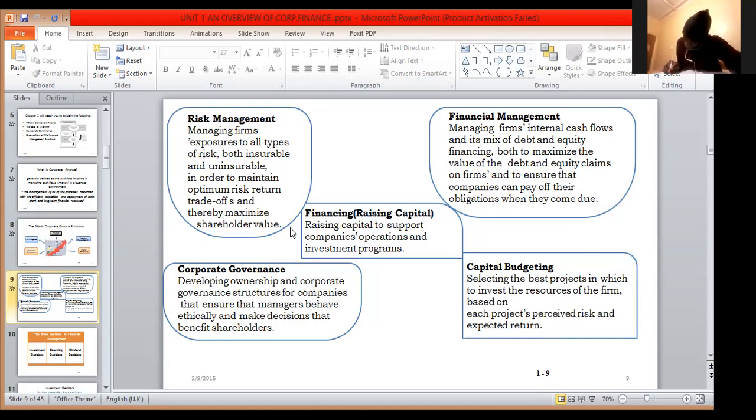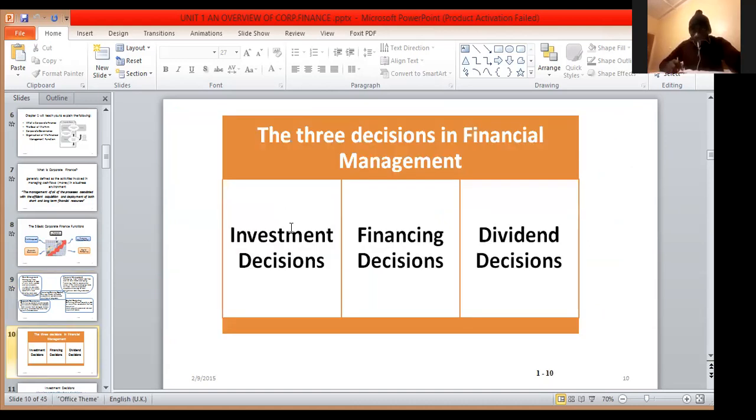So, before we move to the 3 decisions that are made in financial management, is there any question on what we have discussed? The 5 functions of financial management. No, we are okay. Okay, thank you very much. So, we need to understand that there are 5 functions of financial management. And there are 3 decisions in financial management. So let's look at the 3 decisions in financial management.